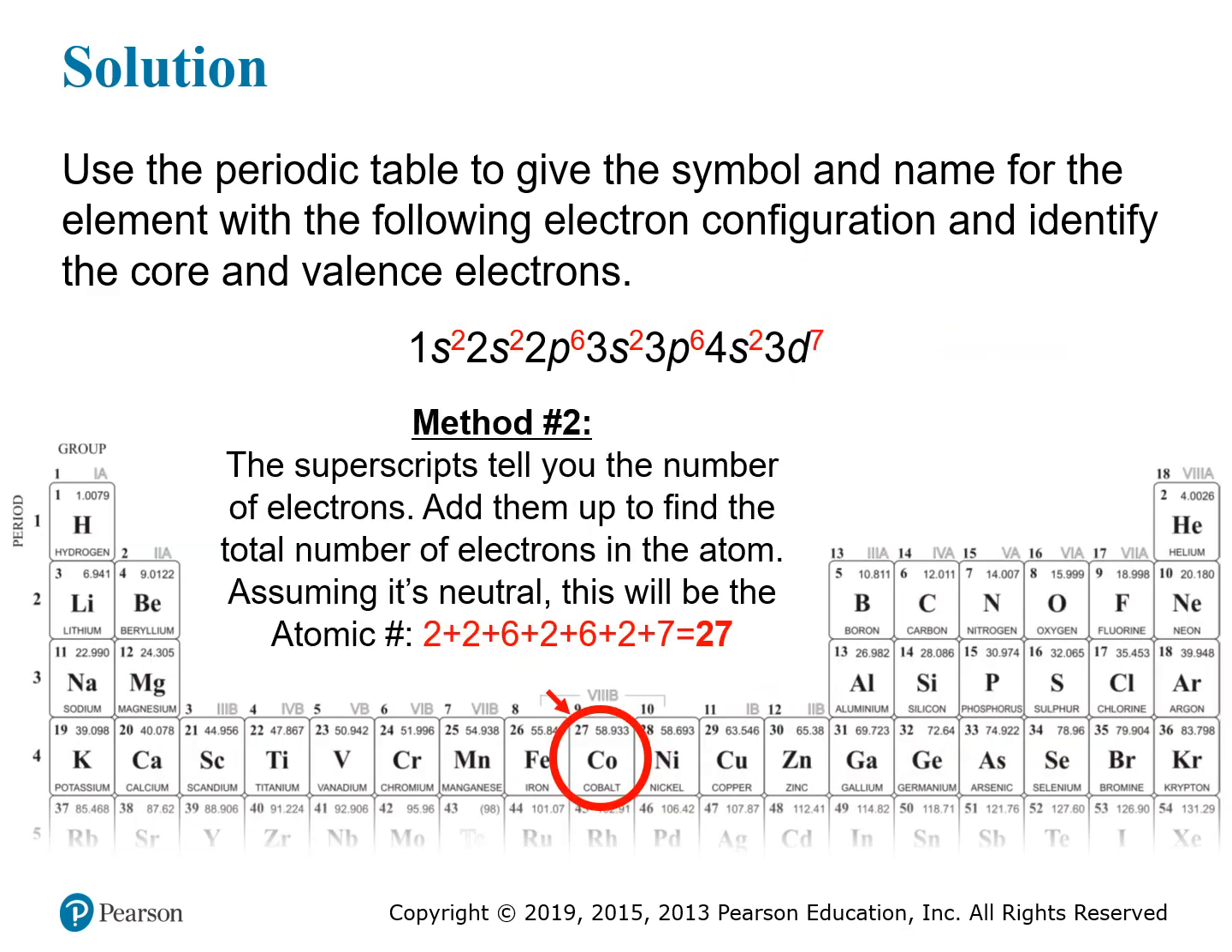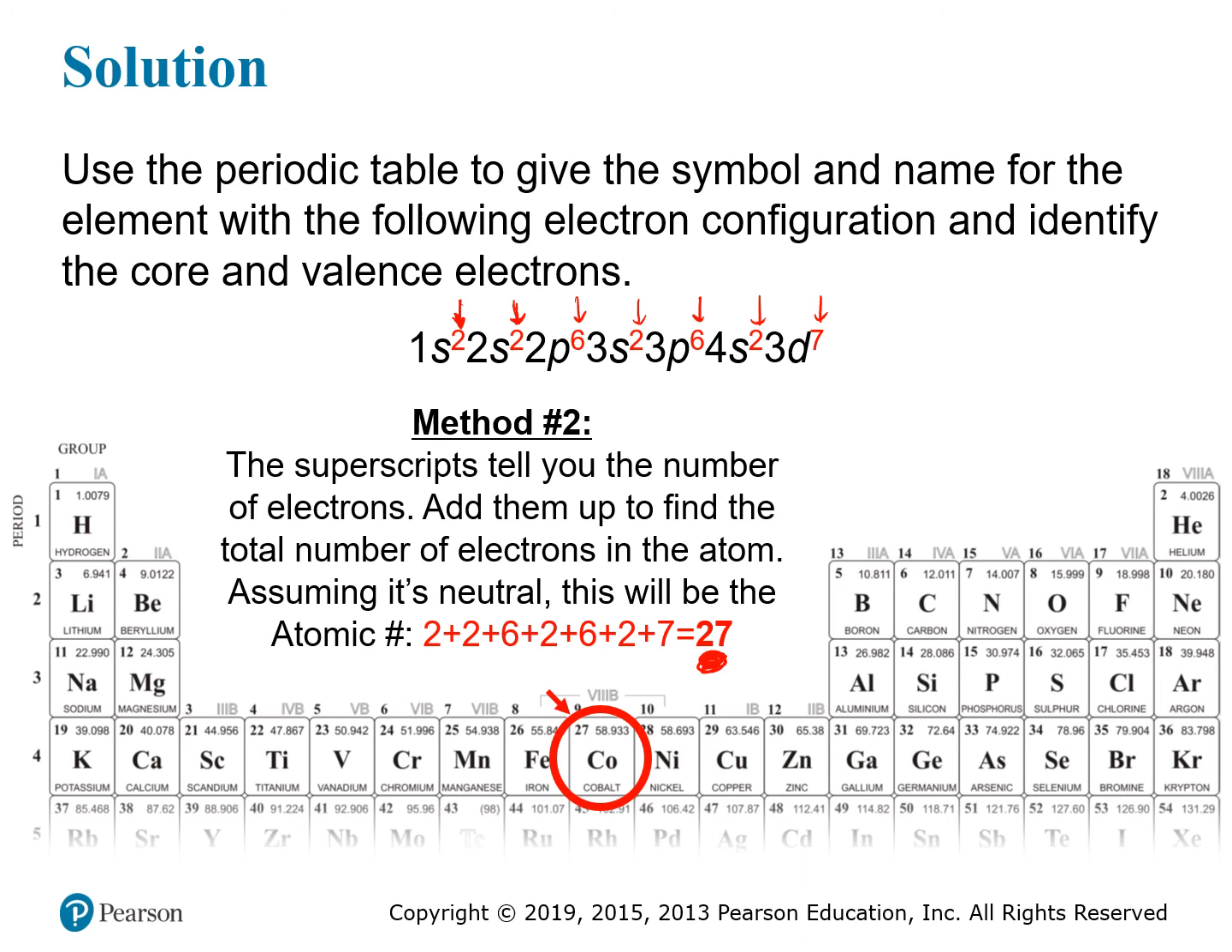The second method doesn't require you to remember the blocks really. It just takes a little bit more simple math, right? So you recall that the superscripts in the electron configuration correspond to how many electrons are in that sublevel. So you can just add up those numbers to figure out how many electrons are in this configuration. So we start with 2, another 2 is 4, plus 6 is 10, plus 2 is 12, plus 6 is 18, plus 2 is 20, plus 7 is 27.